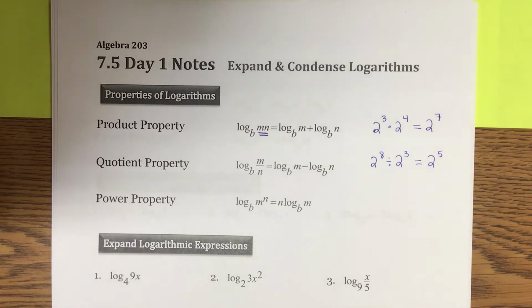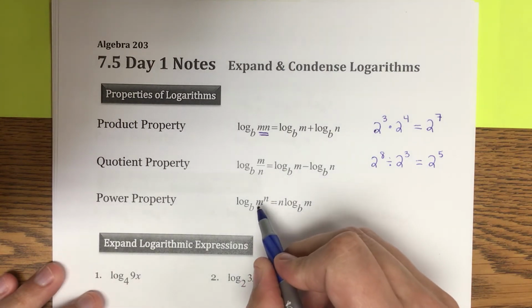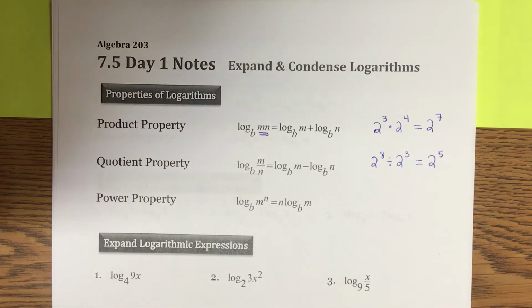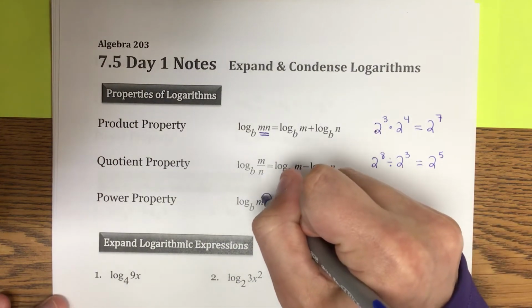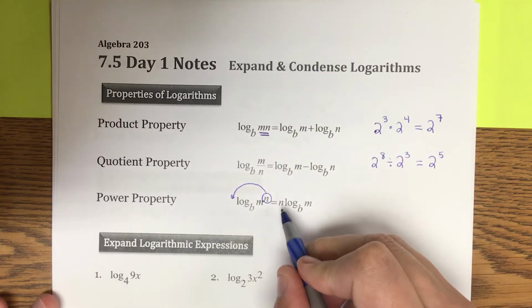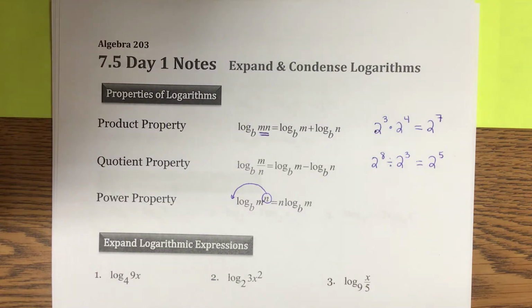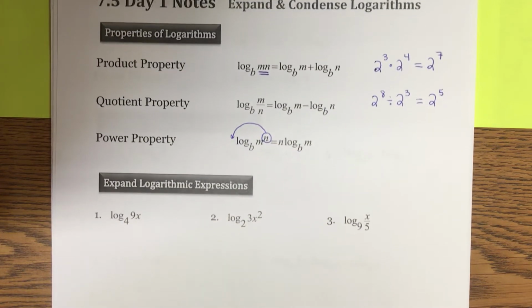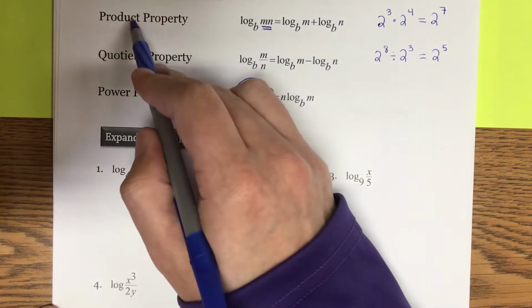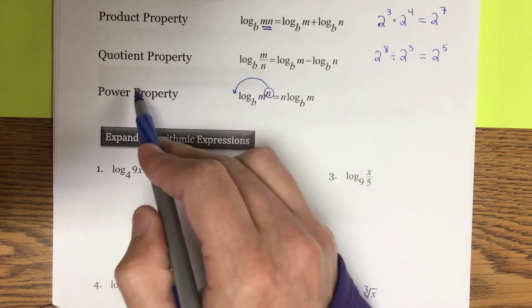But probably the most important one is the power property. And the power property says that if you're taking the logarithm of a term that has a power already, since logarithms deal with powers themselves, you can use the power property and take that power and put it out front of the log as a coefficient. So move the power and it turns into a coefficient, which is a very powerful thing that we're going to use down the road. But we're just going to practice for these first few problems to expand.